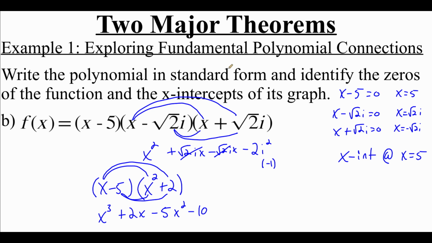Now I'm not quite in standard form yet because typically we like to write our functions in power descending order. So going from highest power down to lowest power. So I'm going to rearrange this a little bit to say x cubed minus 5x squared plus 2x minus 10 as my standard form cubic polynomial.